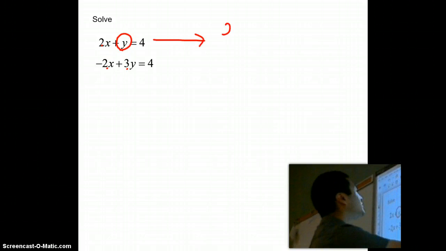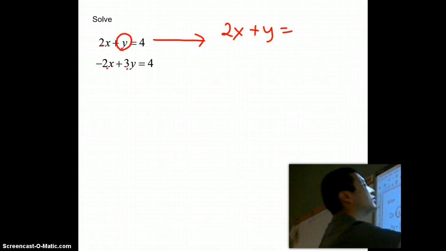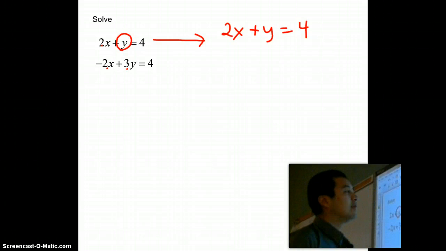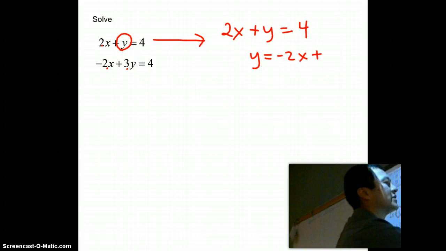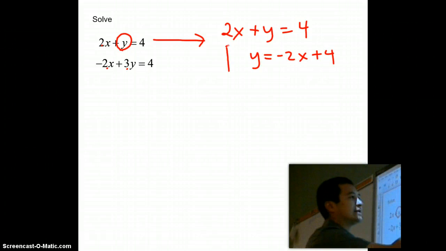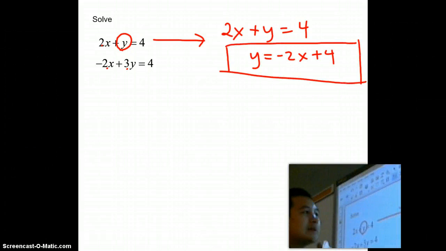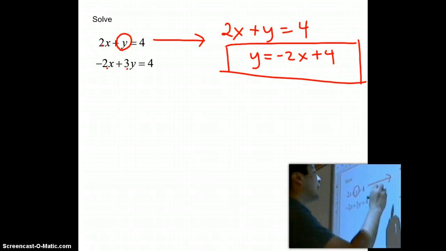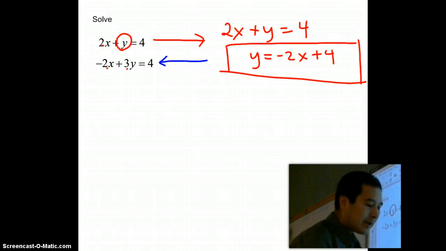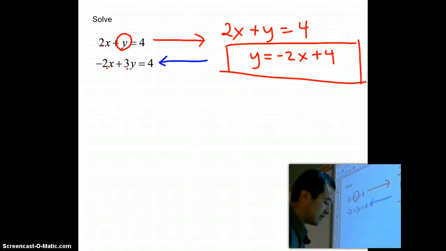So take a look. I got a 2x plus y equals 4. Get y by itself. Subtract 2x from both sides. y equals -2x plus 4. You see now the variable is isolated. Now every time I see a y, I put a -2x plus 4 into the other equation. Every time I see a y, I put a -2x plus 4.